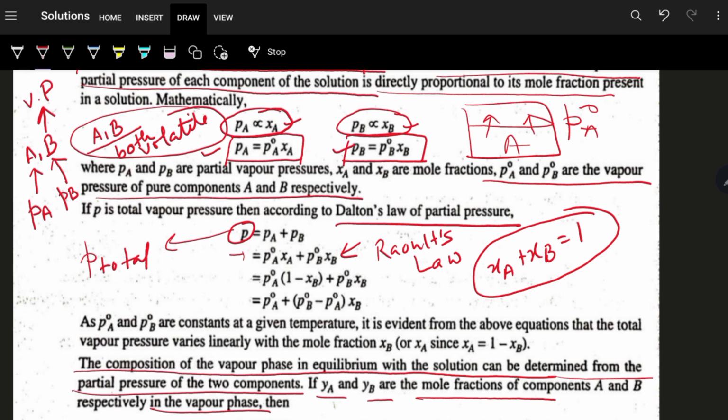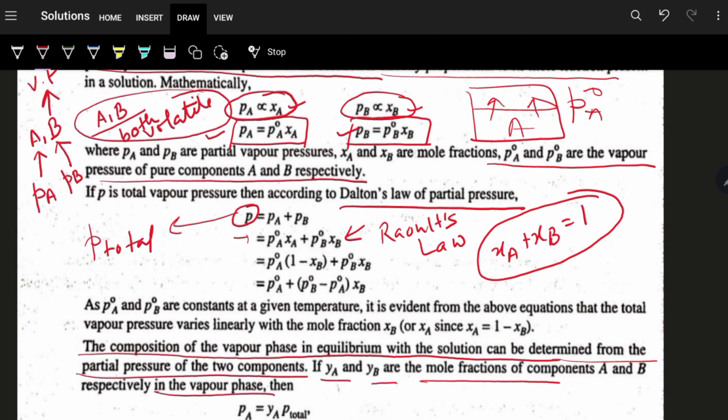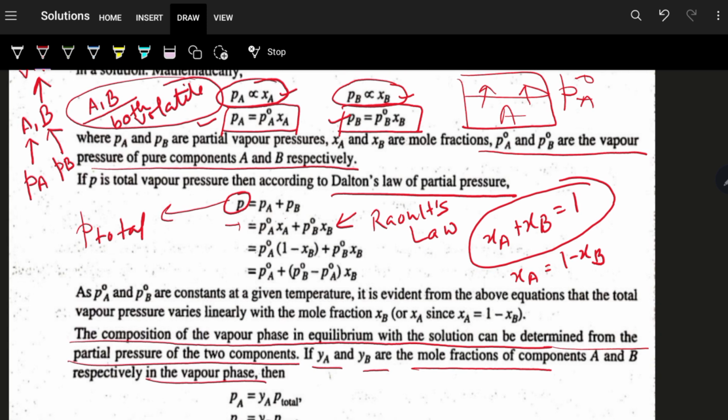So, mole fraction of A plus mole fraction of B is equal to unity. And in place of XA, we can write 1 minus XB. Similarly, in case of XB, we can write 1 minus XA. Substituting for XA by 1 minus XB, we get the expression with respect to XB. So, P total is equal to PA naught plus PB naught minus PA naught into XB. By simplifying the equation, doesn't it look like Y is equal to M into X plus C?